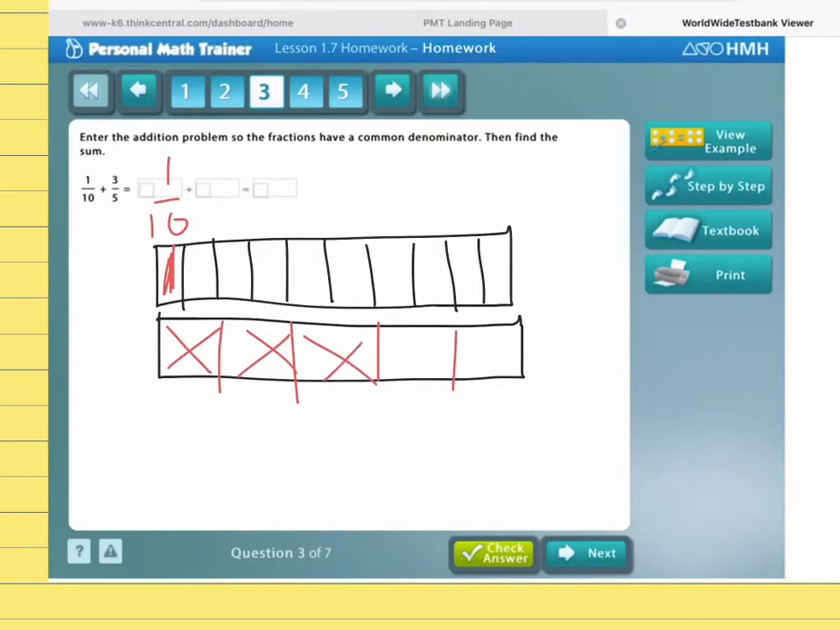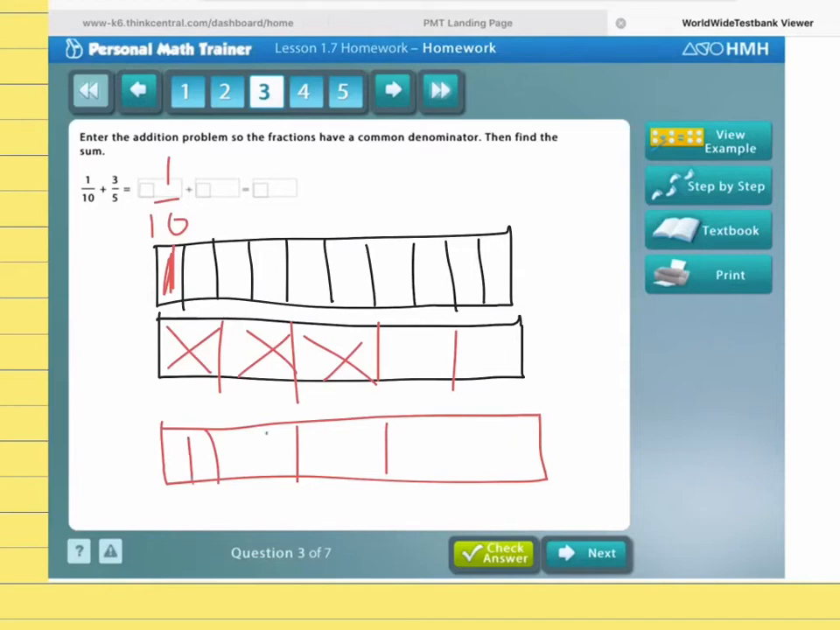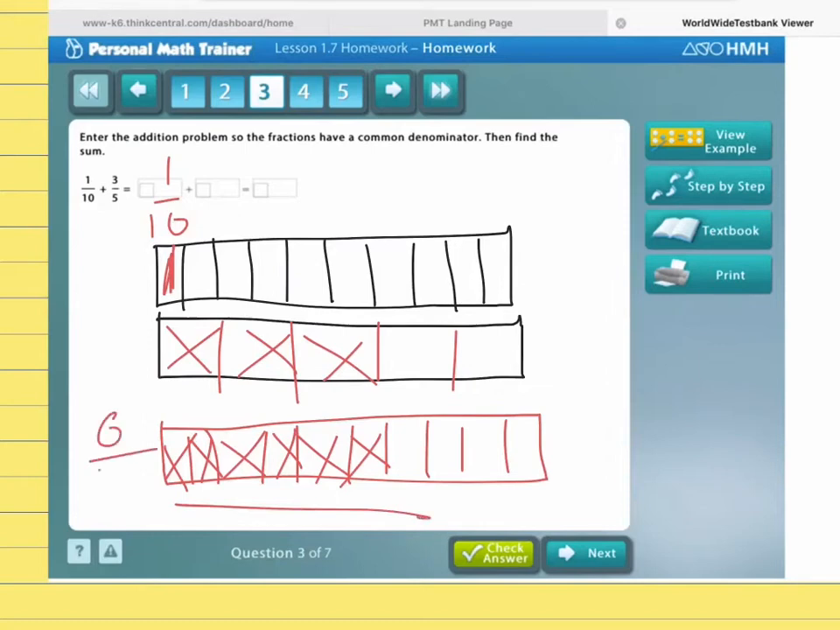Obviously, you can tell that those are not equivalent fractions. I need to change fifths into tenths. So if I take my 3/5 and I make those into tenths, I would have 1/5, 2/5, 3/5 by doing this. So that would be 6/10. So I can see here that I have 6/10 plus 1/10, and that would give me 7/10 as my sum.